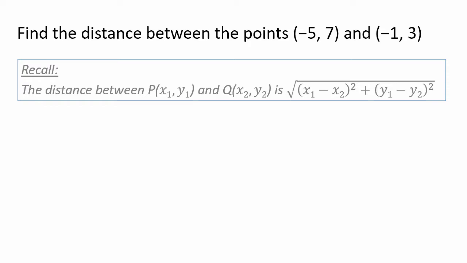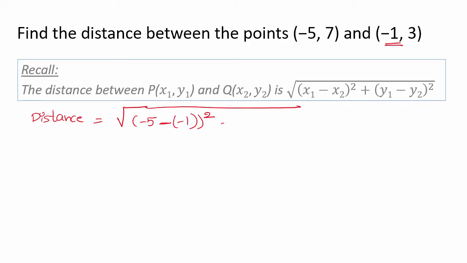How can we solve it easily? Let's see the 2 points. The distance is given by the square root of (x1 minus x2) whole square. x1 is -5, x2 is -1, so -5 minus (-1) whole square. Then plus (y1 minus y2) whole square. y1 is 7 and y2 is 3, so 7 minus 3 whole square.